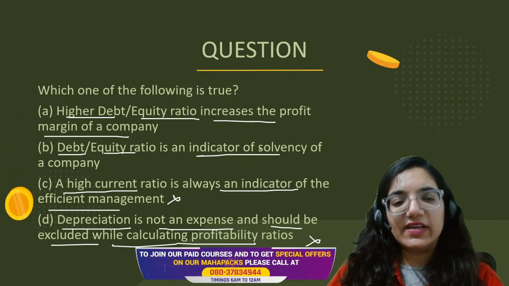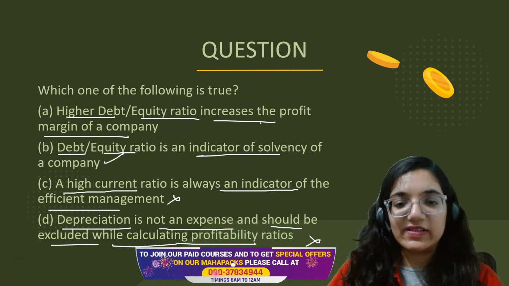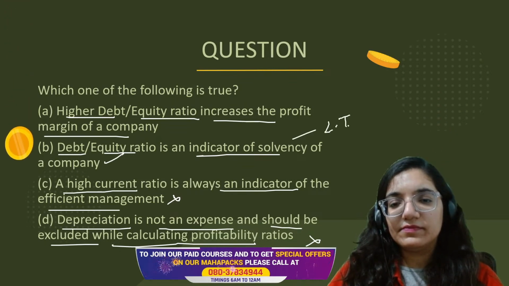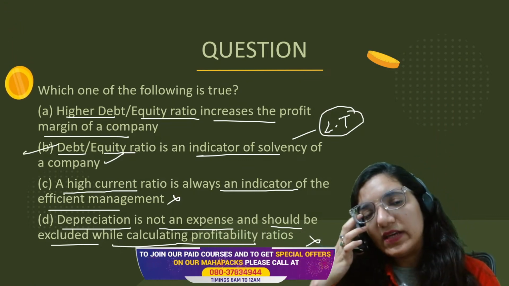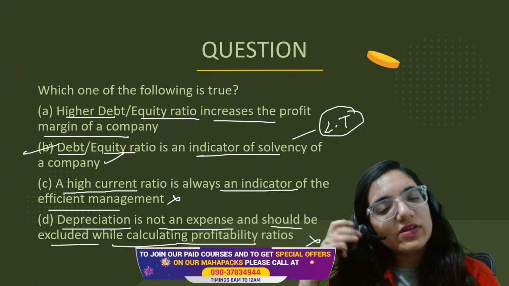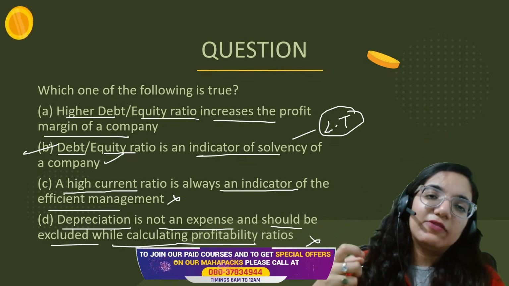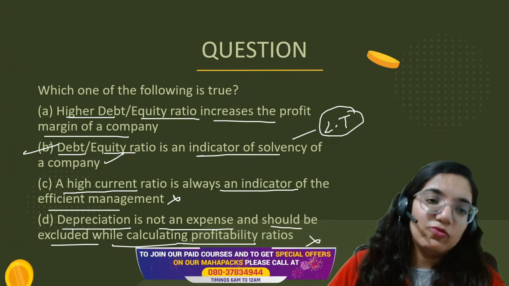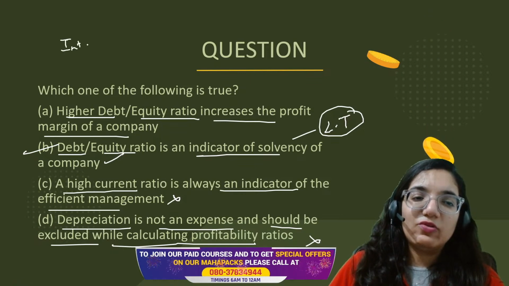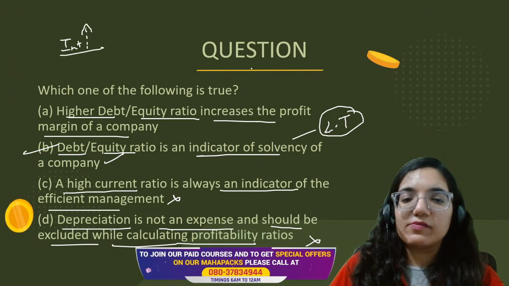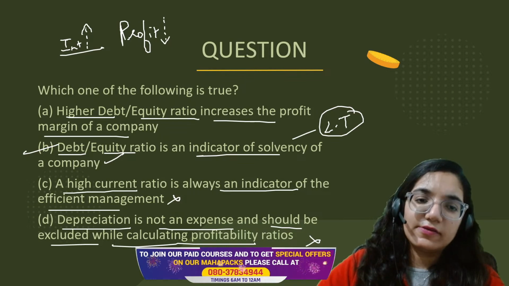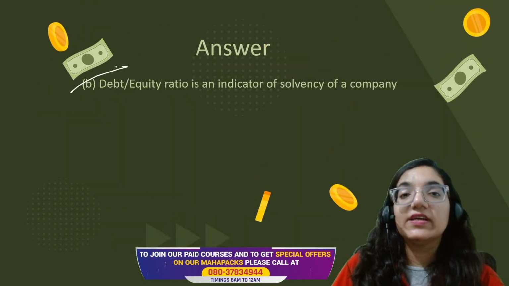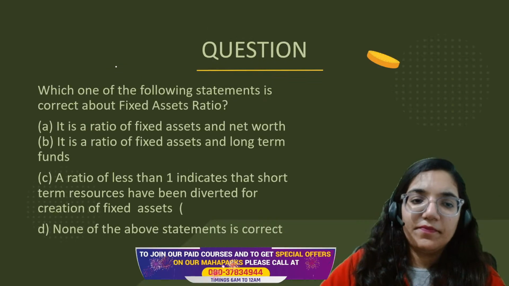Debt equity ratio is an indicator of solvency. This is true. It's a part of solvency, and that too long term, not short term. So we have got the answer. Then comes, a higher debt equity ratio increases the profit margin. No, higher debt equity means we have taken way too much debt. More debt means our interest would be more. If interest expense is more, our profit would be less, because if expenses increase, our profit falls. So it is B. Next point.